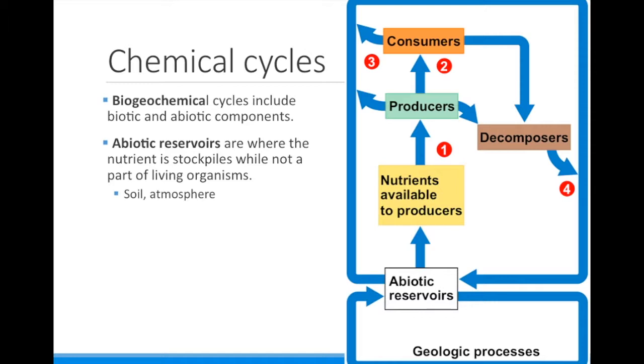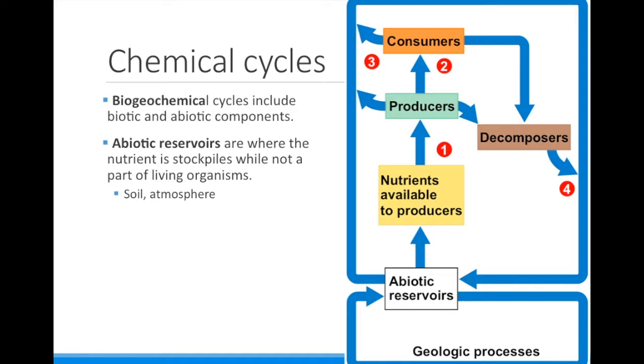Chemicals that are not currently a part of a living organism are inside of an abiotic reservoir. The most common abiotic reservoirs are the soil and the atmosphere. The image on the right shows a generic chemical cycle. Nutrients are stored in the soil, the abiotic reservoir.